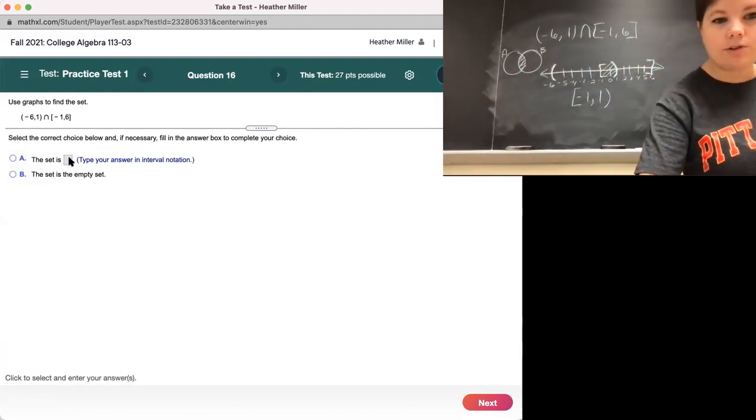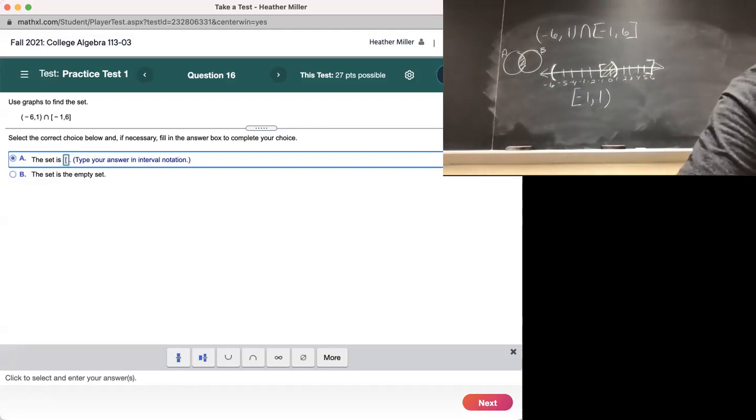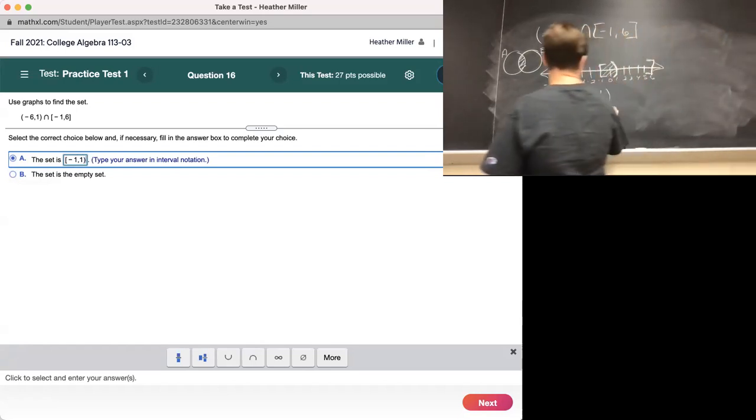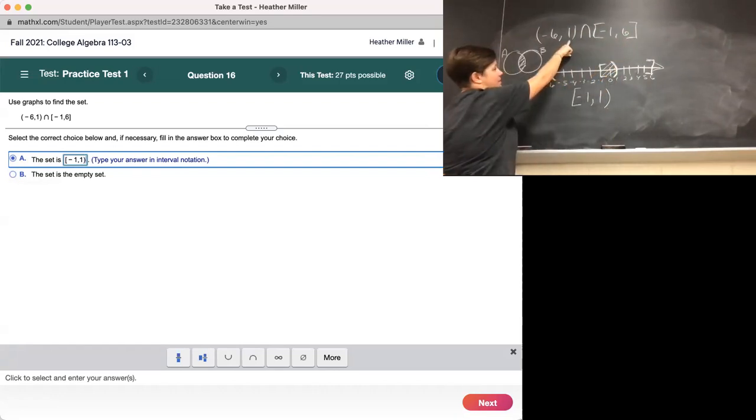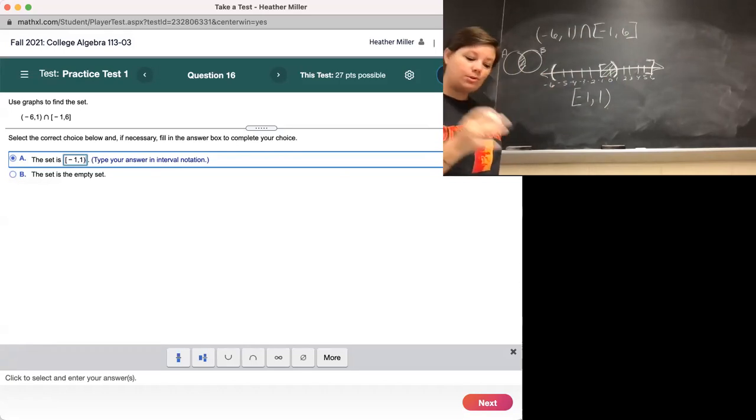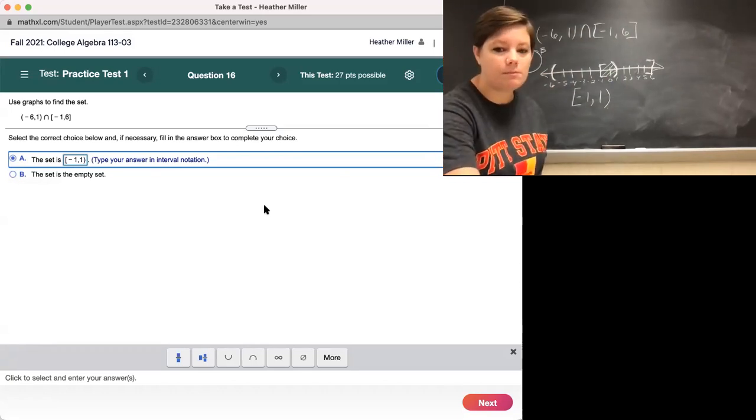And it says use interval notation: parenthesis negative 1, comma 1. Notice that we still only use a parenthesis here, even though that's included in the bracketed side here, because it's not included here. And so we need it to fit both of the rules, and that's how you'd have to leave it.